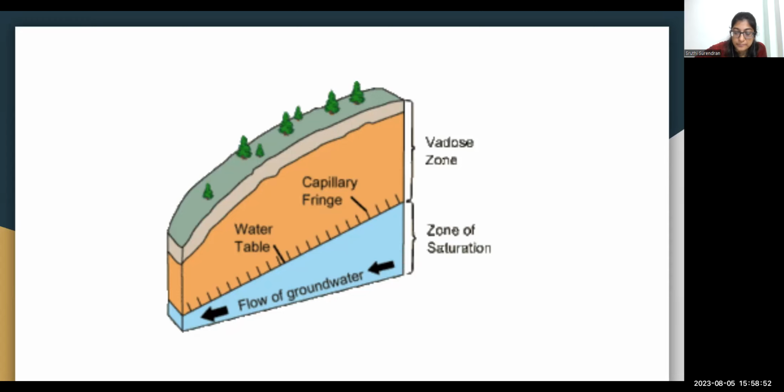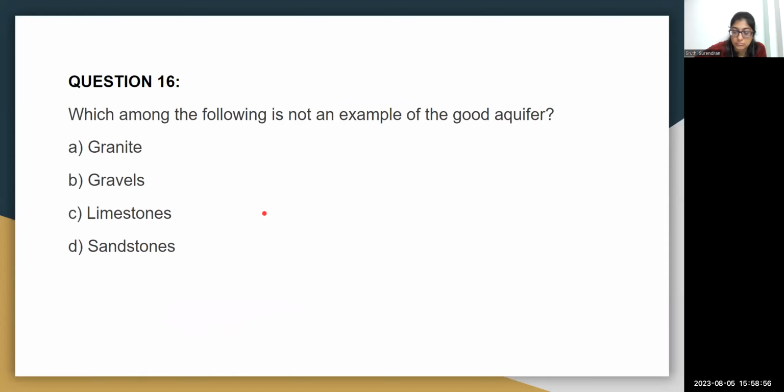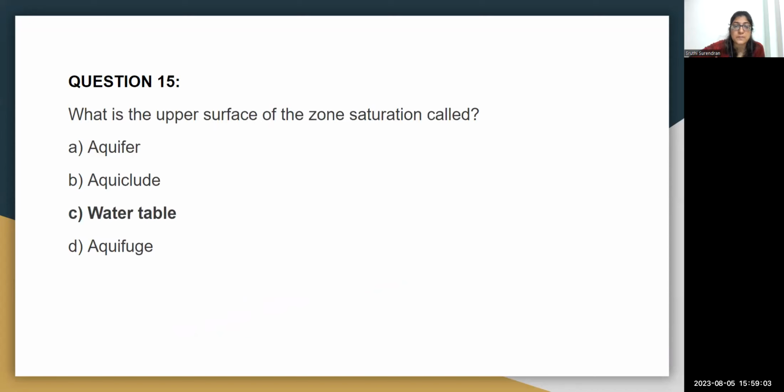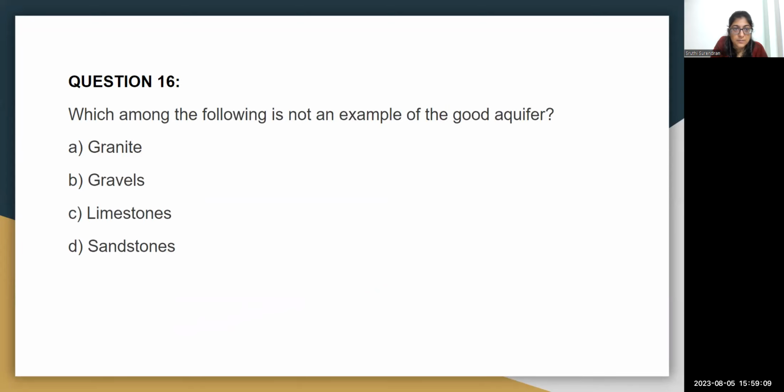The question was, what is the upper surface of the zone of saturation called? It's called the water table. Moving on to the next question: which among the following is not a good example of an aquifer? Is it granite, gravels, limestone, or sandstone?